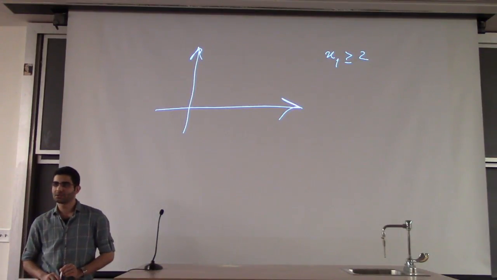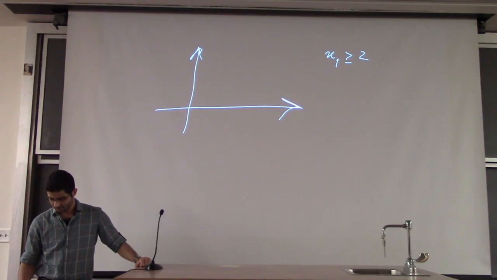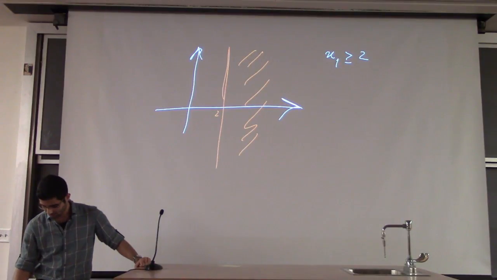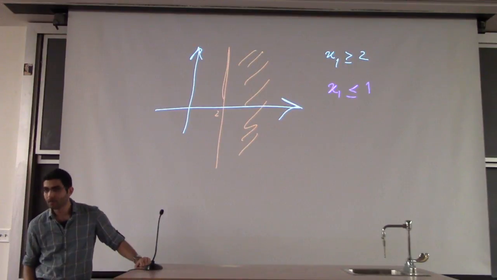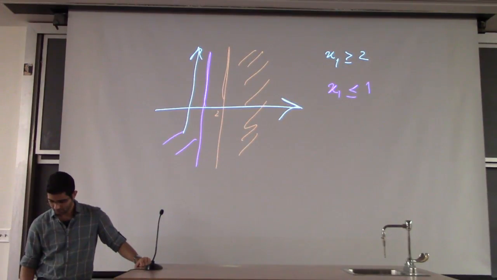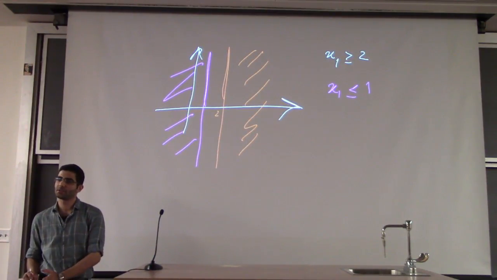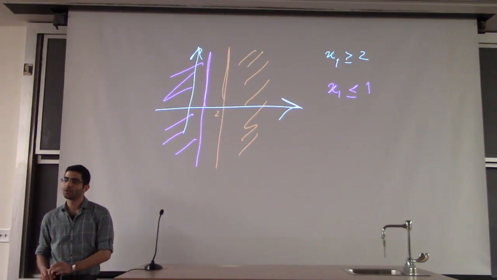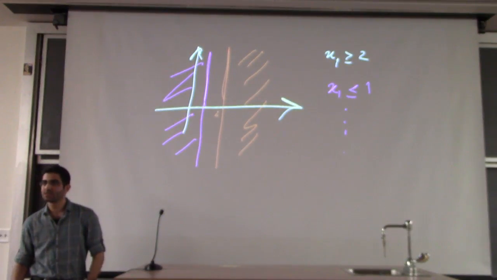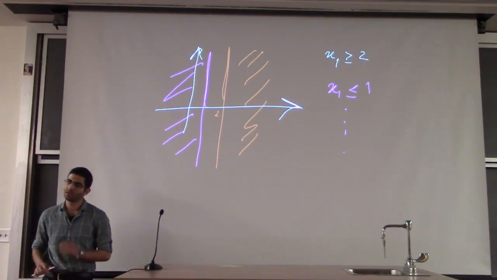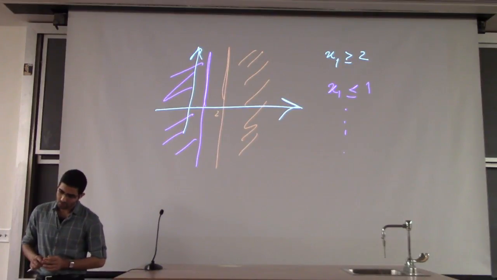What's the region for this? Here, we have two constraints whose intersection is null. If you add any more constraints, the intersection is still null. So sometimes we don't get an answer. Sometimes the constraints are such that we don't have any solution.